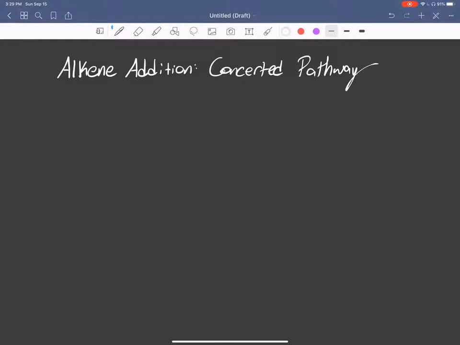Hey guys, welcome to the last video on the alkene reaction pathways you're required for your exam 1. This one is going to be covering what's called the concerted pathway. This is probably the easier of all of them simply because they kind of happen all at once. There's no real mechanism that you have to know for these, which is great.